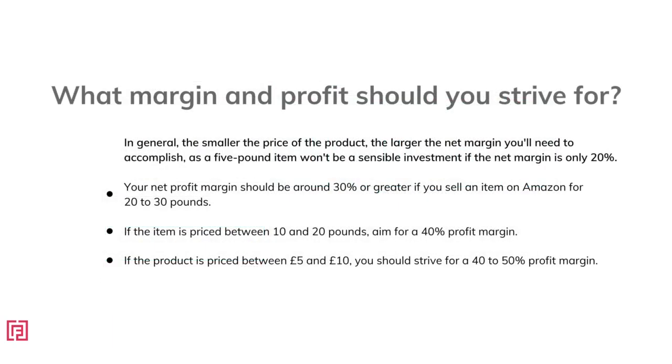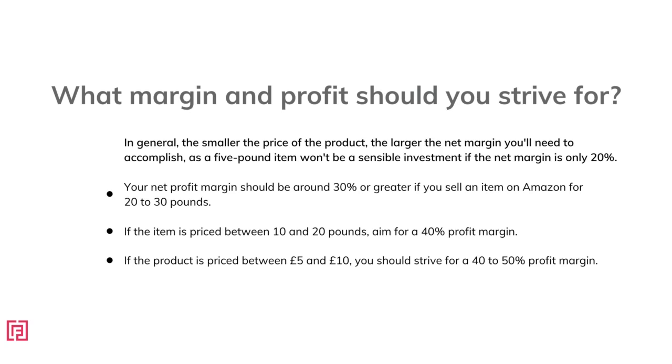What margin and profit should you strive for? In general, the smaller the price of the product, the larger the net margin you'll need to accomplish, as a £5 item won't be a sensible investment if the net margin is only 20%. When it comes to products that sell for less than £30 on Amazon, which is the price range that most of you will stick to, a 30 to 50% margin is recommended.